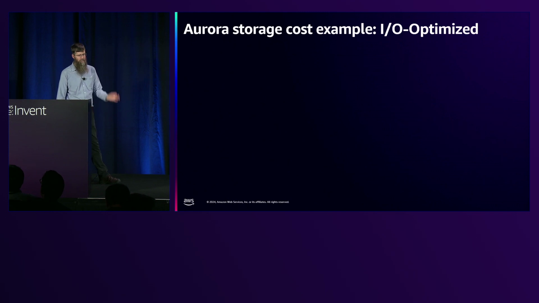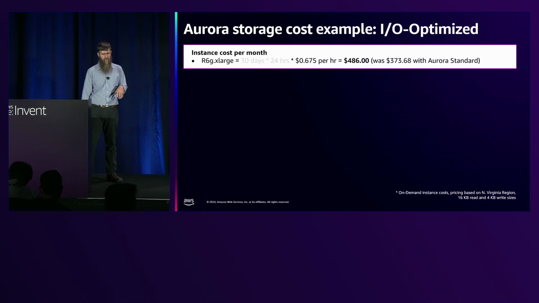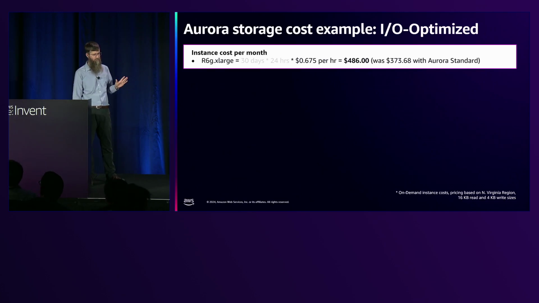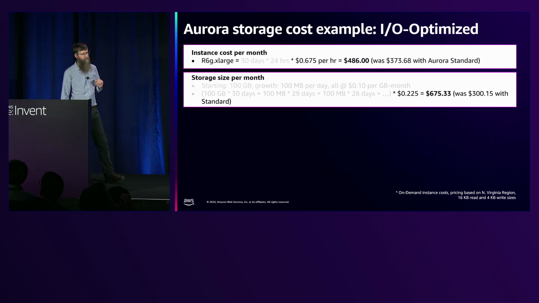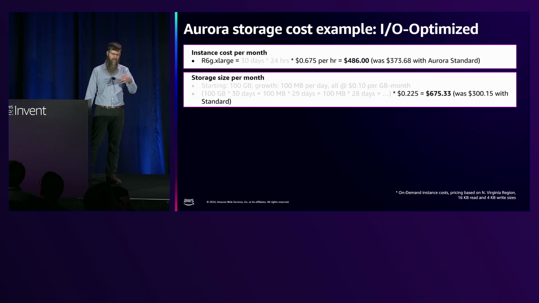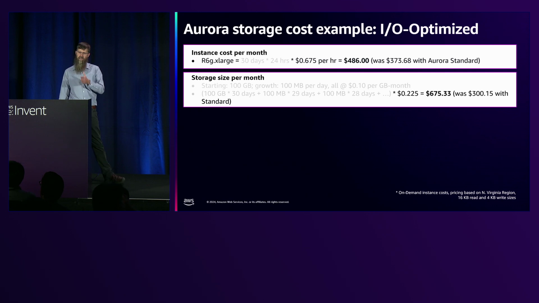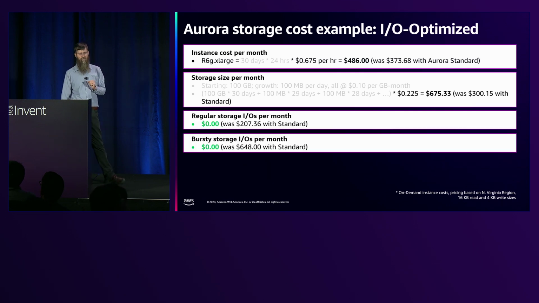All right, so let's see that cost example again that we just did, but this time we'll use IO optimized, right? So the conditions are the same. The gray bits are no different than before, so we don't have to pay attention to them. So we use the instance cost here, right? The instance is billed at a different rate, but all the other numbers are the same. Comes out to about $486. Storage size, all the parameters are the same, so you still grow the same amount. You just end up with a different cost multiplier, $675 roughly.